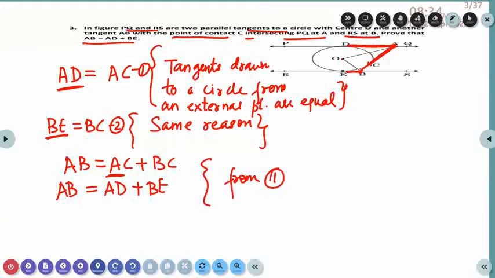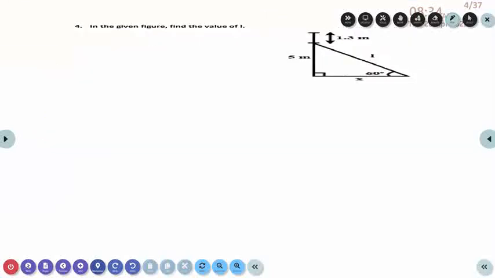Now next, question number 4. In the given figure, find the value of L. This is L. So the figure is given, and values are also given. This is a 60 degree angle, this is X, this is 5 meter, and this is 1.3 meter. And we have to find the value of this L.